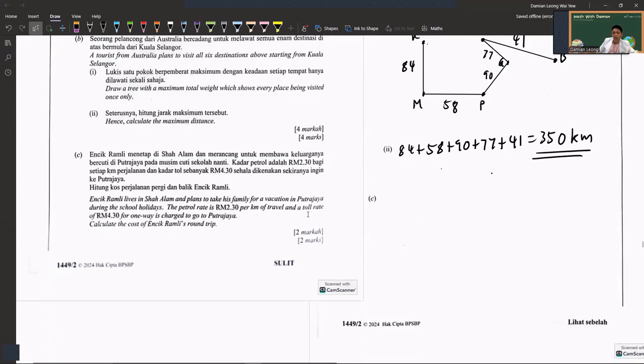Okay. Then part C, Encik Ramli lives in Shah Alam, plans to take his family for vacation in Putrajaya during school holidays. Petrol rate is 2 ringgit 30 cents per km of travel. Toll rate 4 ringgit 30 cents for one way is charged to go to Putrajaya. Calculate the cost of Encik Ramli's round trip. So yeah, total cost.